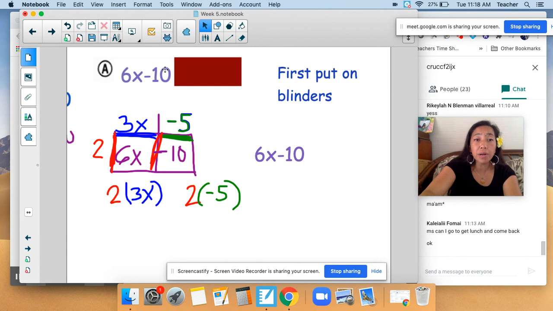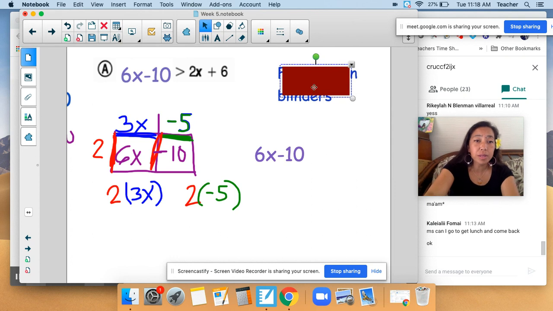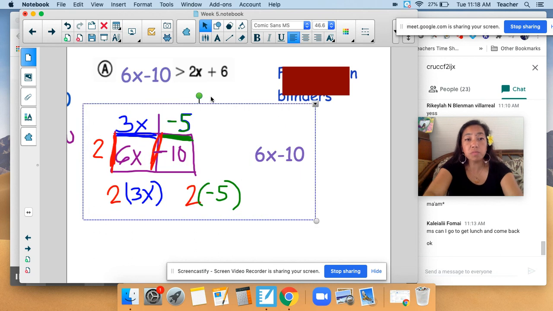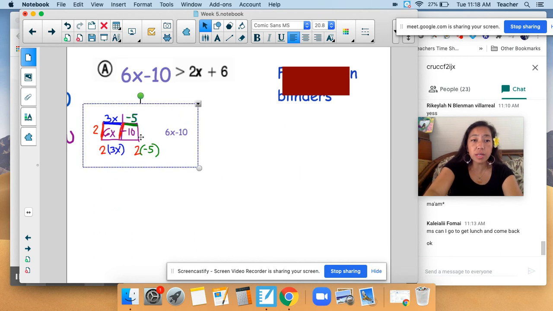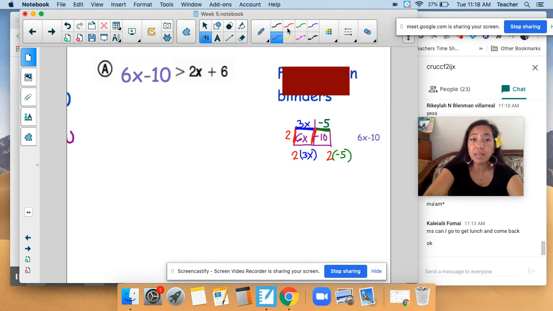Once we got rid of our parentheses, then we could go ahead and pull out our blinders. Now we can look at this and be like, okay, here's the rest of the problem, right? We have 6x minus 10 is greater than 2x plus 6. So I'm just going to take all of these guys and group them together. We're going to kind of shrink them, keep it on the side. Remember how we got to 6x minus 10. But now we're going to solve this. And we have variables on both sides, and we want to combine them. What would you do to combine them?